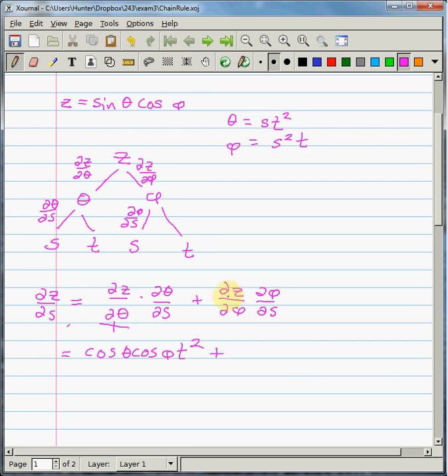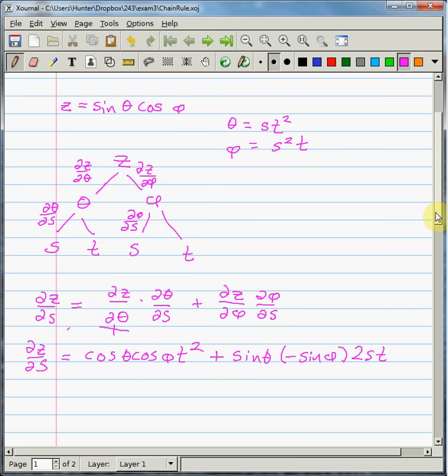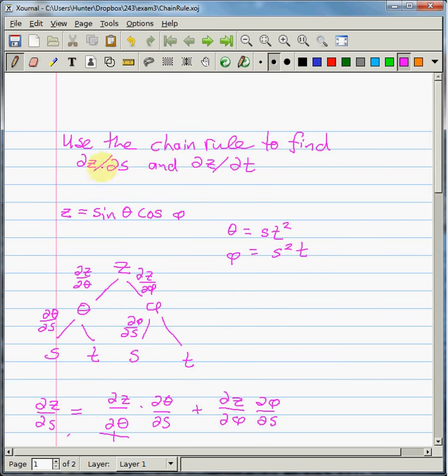Now I need to take the derivative of z with respect to phi, and that gives me the sine theta is now just a constant, and this part becomes minus sine phi, and now I've got the derivative of phi with respect to s, and that is 2st, and that part is now done. Okay, so there it is, and what we just did is this part.